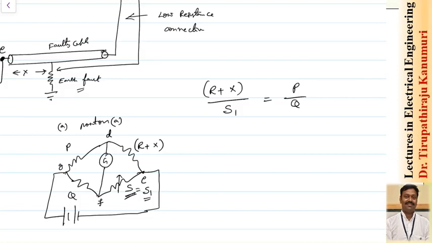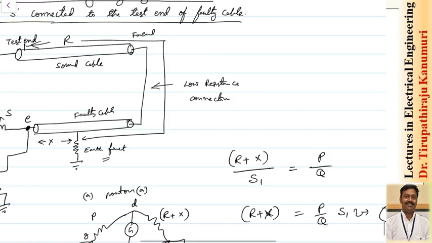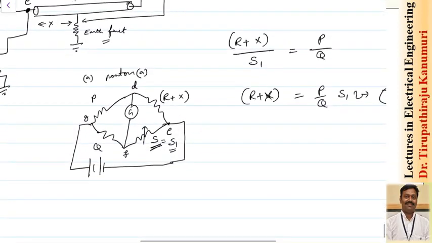It is different when compared to the last method. From this I can calculate R plus X is equal to P by Q times S1. Let us take it as equation number 1. Here what I am getting is the total resistance of the cable. R plus X means the total resistance of the two cables, or the loop resistance of the cables, because we are considering the complete loop. So we are going to use this instead of directly depending on the resistance per unit length.